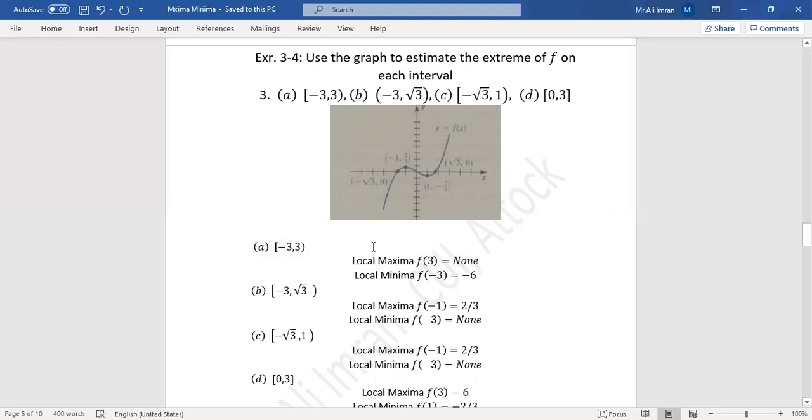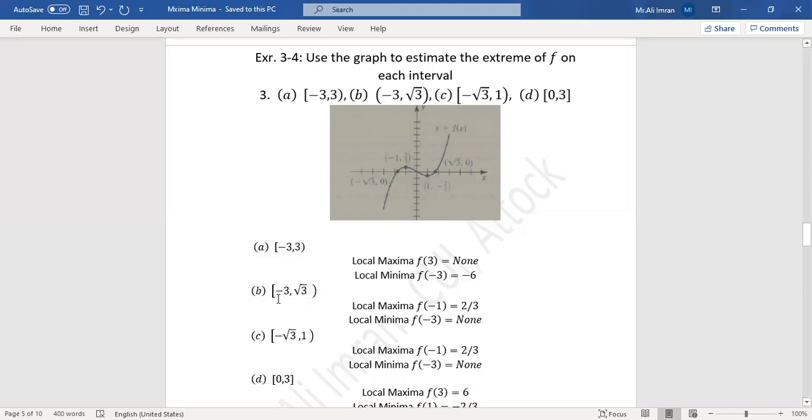Now we find the local minimum. The deepest point is this. At this point, at x is equal to -3, the function has lowest value -6: 1, 2, 3, 4, 5, and 6. f of -3 is equal to -6 is the local minimum.